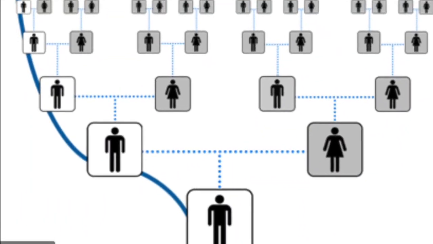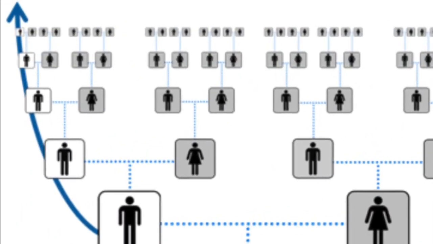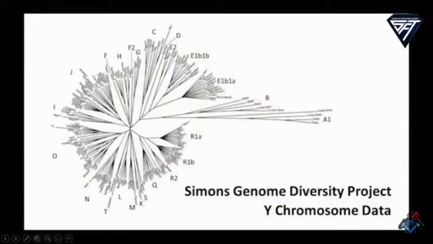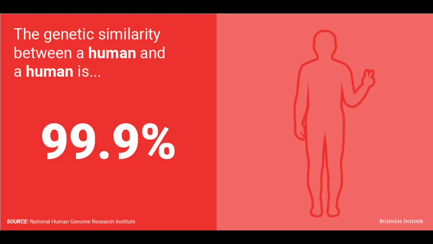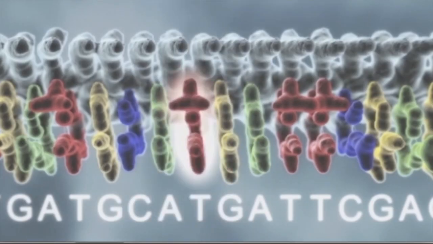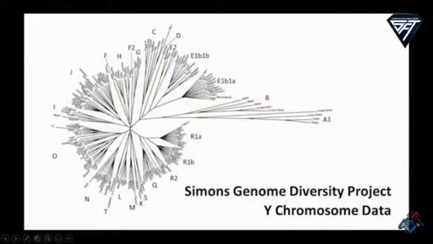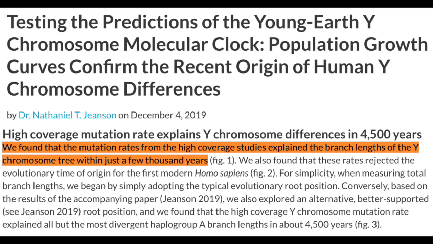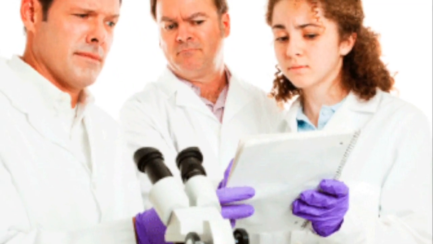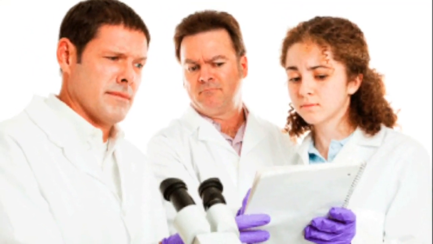The other uniparentally inherited DNA compartment is the Y chromosome. And even the Y chromosome has extremely low variation. Every single male Y chromosome on the planet is nearly identical. The Y chromosome, just like the mitochondrial DNA, is also fast. It picks up about one mutation every generation, and there are only a few hundred mutations separating people worldwide. And our last Y chromosomal ancestor, being Noah, existed just 4,500 years ago. This is all inconsistent with universal common ancestry.